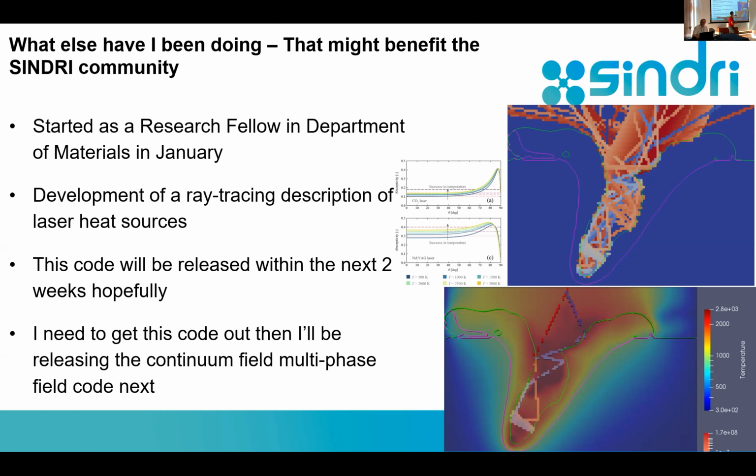So here's some rays scattering. Here's just a single path of a ray coming in and bouncing around. This is actually the thing we'll release next. Then the phase field one is the thing that we're going to do. So that's that ray trace.